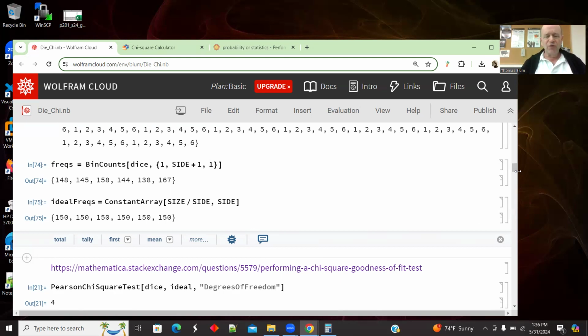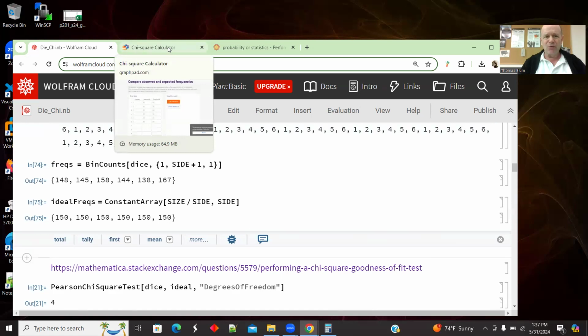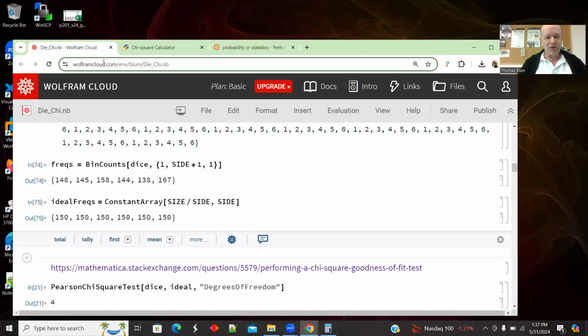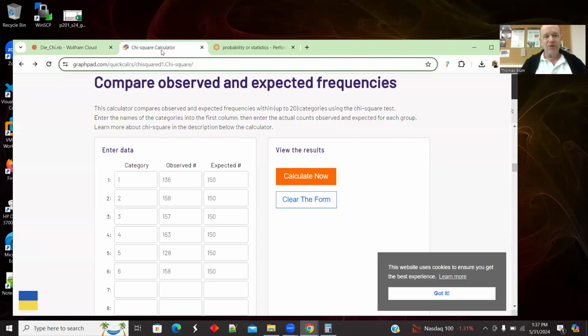Now, when you normally ask for a chi-square test, you will often be working with frequencies. So I can use my results here, my 148, 145, these numbers, and put them into a chi-squared calculator. These are my observed values, the 150s are my expected values. I ran it and got different values the previous time, but I could come in here and change these if I want, and then do some calculation.